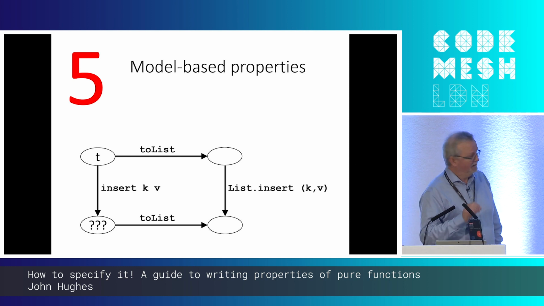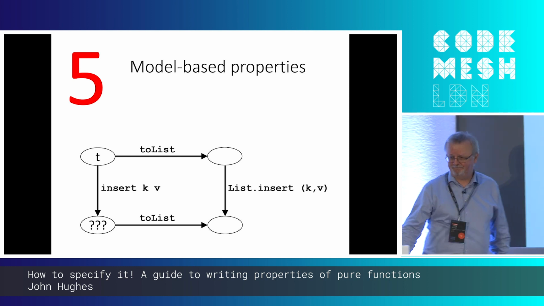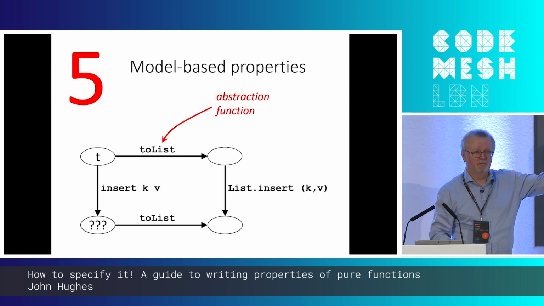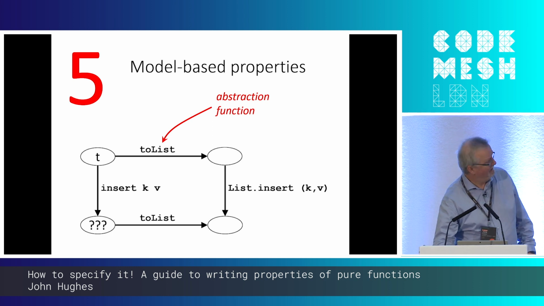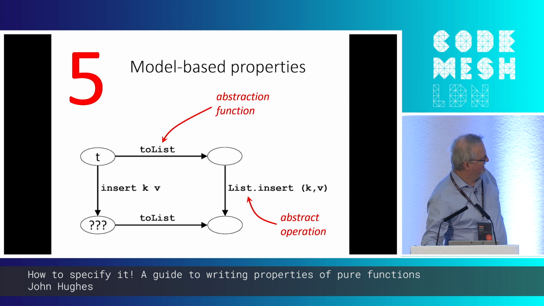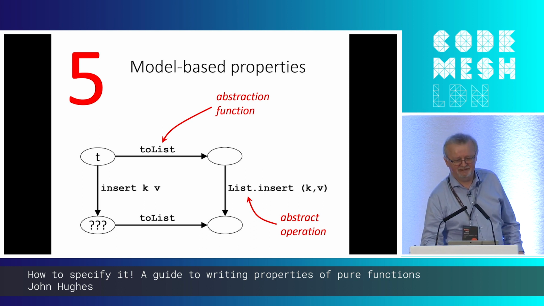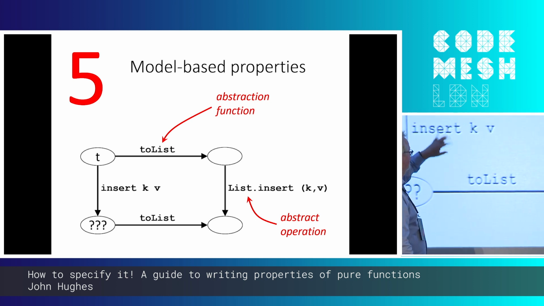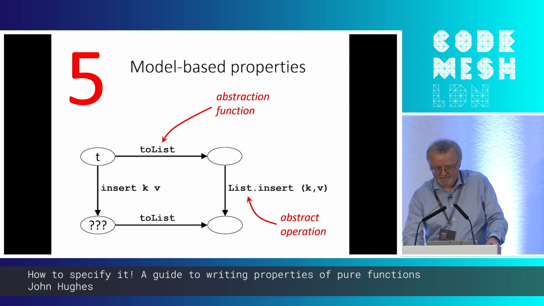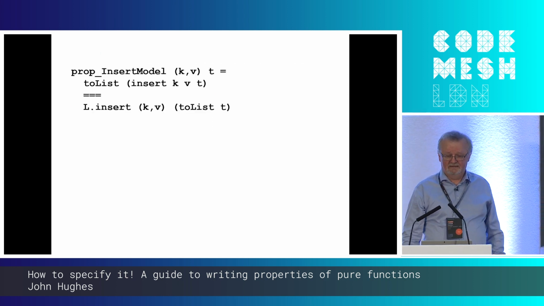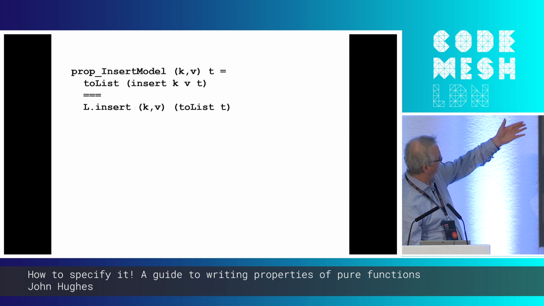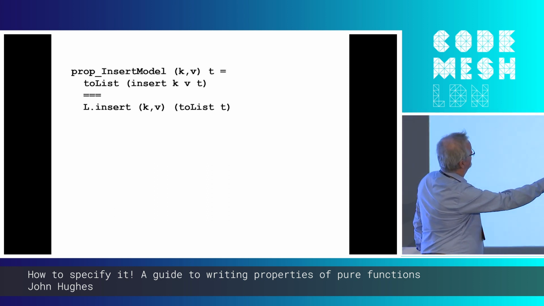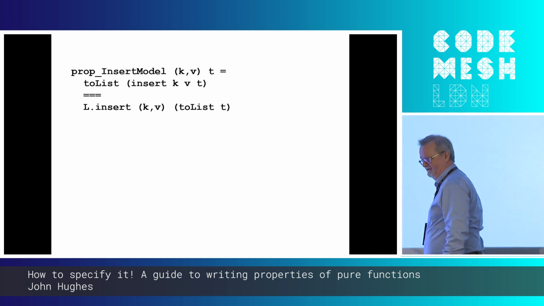So we talk about this as using an abstract model. The toList function is the abstraction function. Given the real data structure, it gives me a model of the data. And then we call the arrow on the right the abstract operation. It's an abstract implementation of the real implementation. We use the abstract implementation to test the real one. Here's the property that I would write for that. So this tests insert by calling the real insert function, converting the result to the abstract list, and then taking the argument, converting that to the abstract thing, and using the list insertion function.